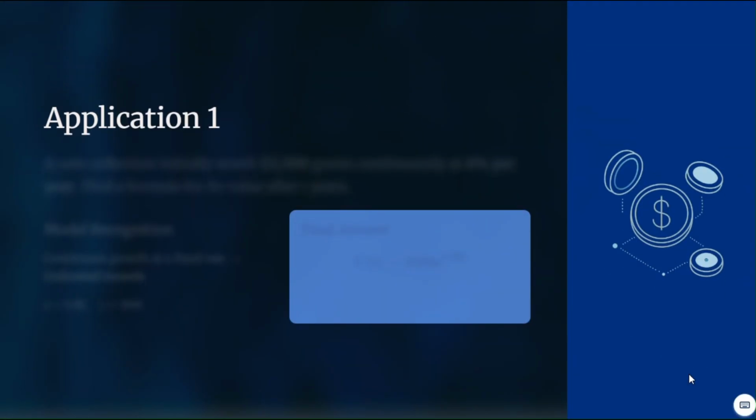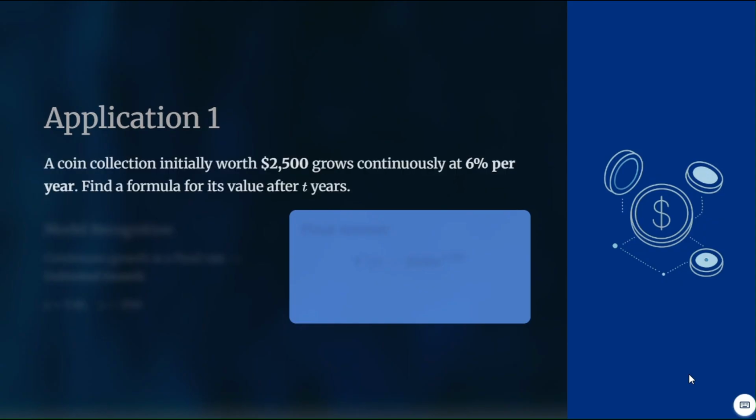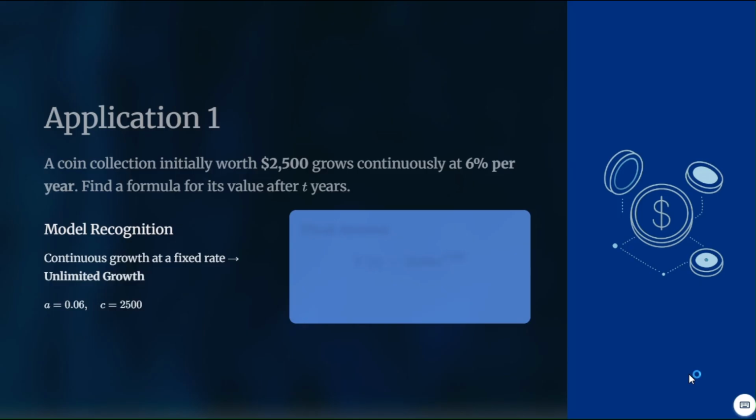Let's see how this applies. A coin collection initially worth $2,500 grows continuously at the rate of 6% per year. We want to find a formula for its value after t years. So first we need to identify the model. In this case, we have continuous growth at a fixed rate, so that will be the unlimited growth model, where a is 0.06 and c, our initial value, is 2,500. So our solution will be v of t, if we say the value with respect to time, equal to 2,500 e to the power 0.06 t.